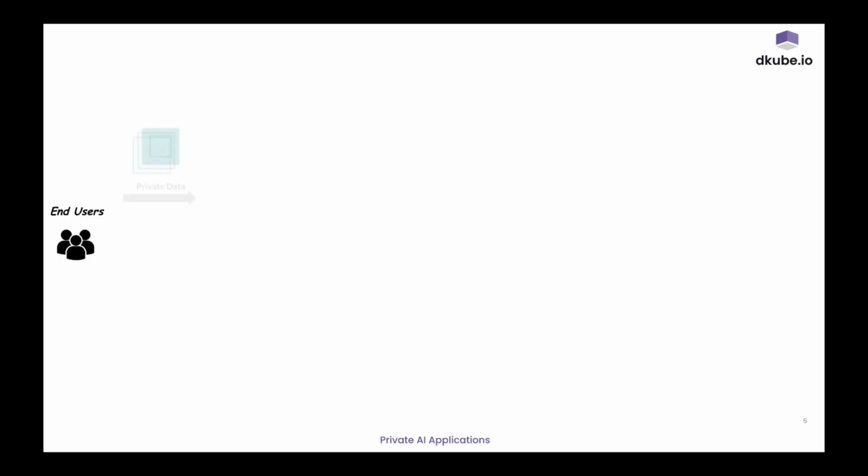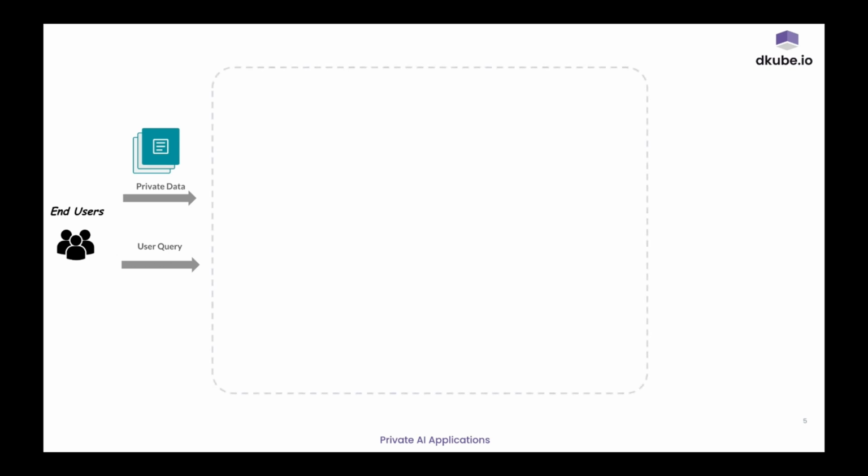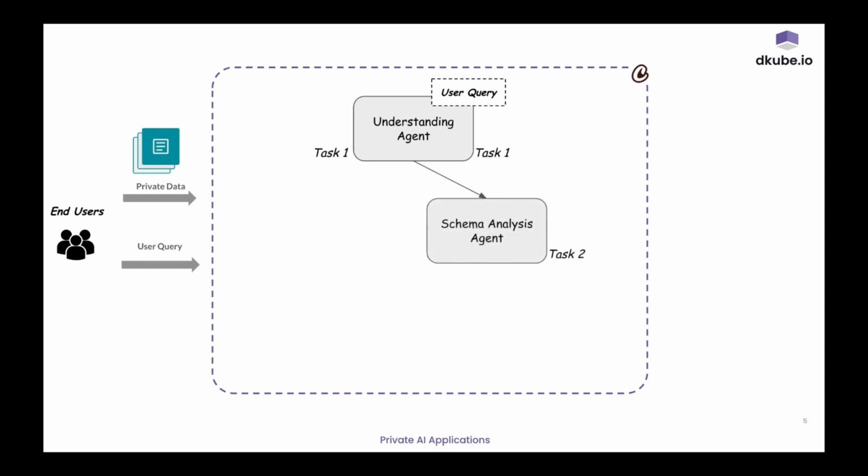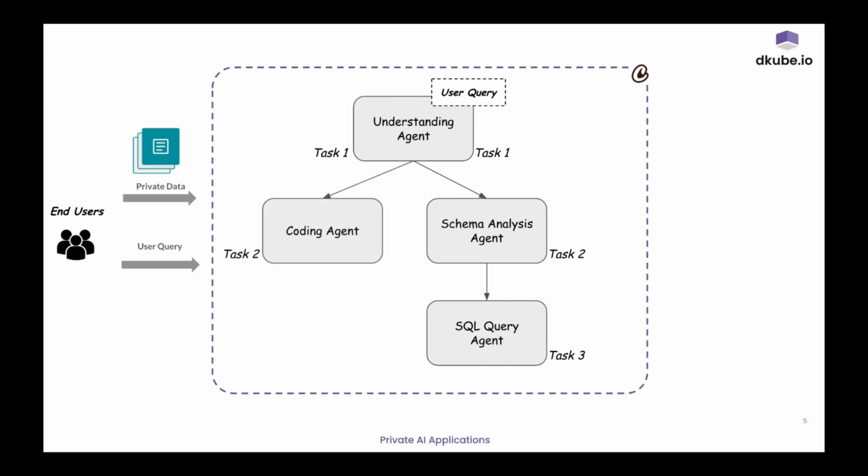So the end users will upload their private datasets and also provide a user query. The first agent, the understanding agent, will analyze the user query and then provide its context to the schema analysis agent. This agent will then analyze the database by using the context from the understanding agent and then pass on the schema database information to the SQL query agent. The SQL query agent will then generate a SQL query, which is executed on the database.